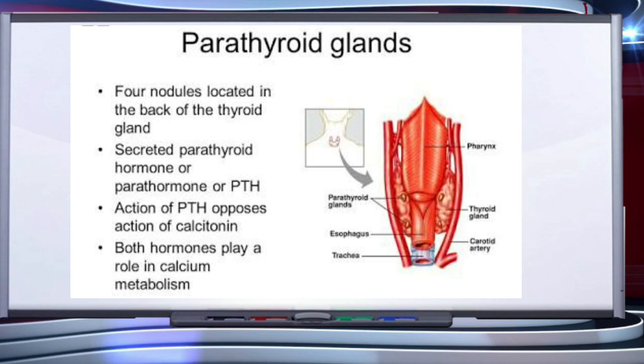Parathyroid hormone increases the calcium ion levels in the blood. PTH acts on bones and stimulates the process of bone resorption. PTH also stimulates reabsorption of calcium ions by the renal tubules and increases calcium ion absorption from the digested food.